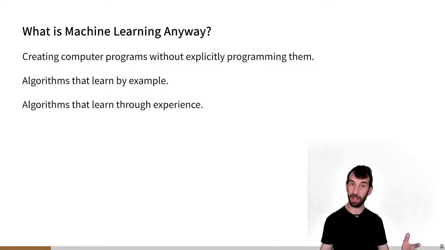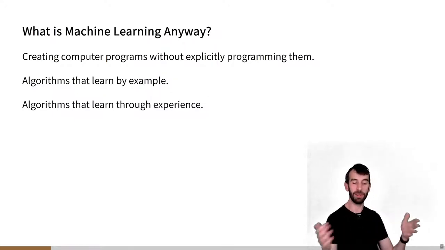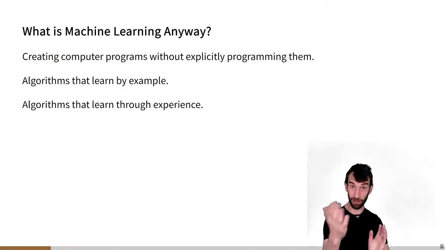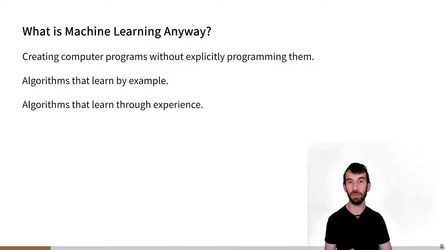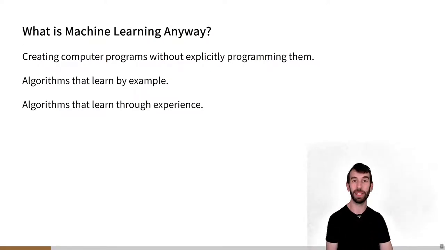Algorithms that learn through experience. So that's not the same as learning by example, is it? That's more like you're doing a task, you evaluate your results, and you improve the next time. That's how a human learns as well. That's how you've learned in this course, doing assignments, evaluating the results, and improving your work next time.